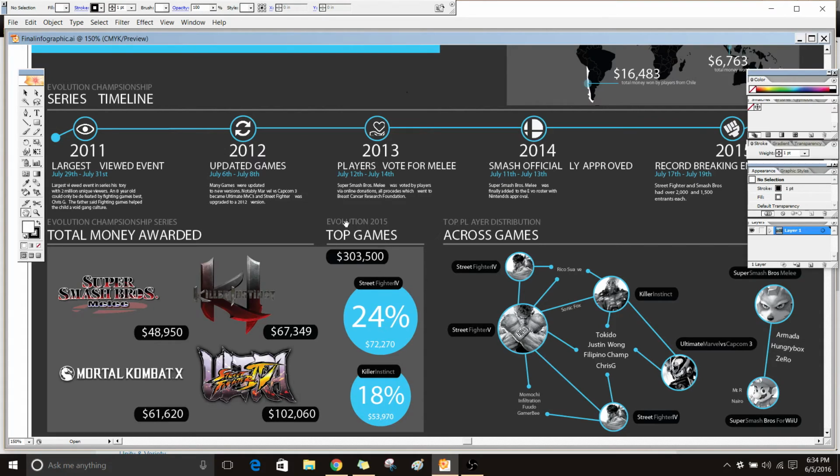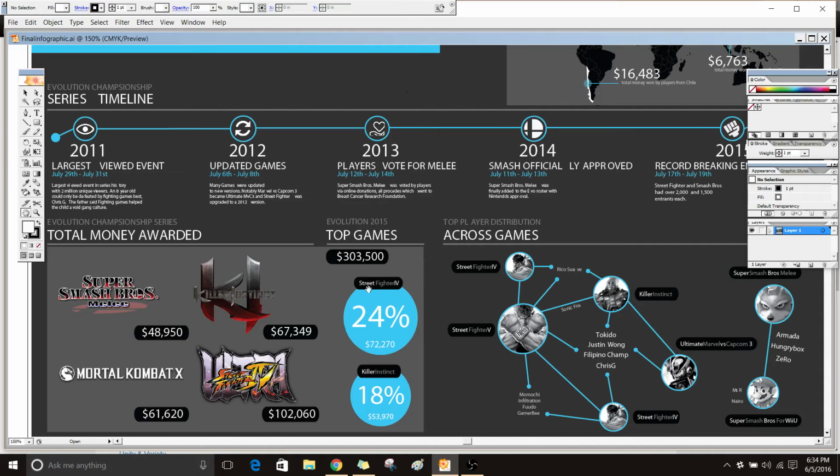Let's see. Evolution 2015 top games. So in 2015, these were the two top games that gave out the most prize money. The total prize money being $303,500. This part could be difficult to understand because this isn't really laid out clearly. I think that this probably could have been done better, because you don't instantly know that that was the actual total prize money for 2015. I guess I could add some kind of text element to explain that, but I did not.